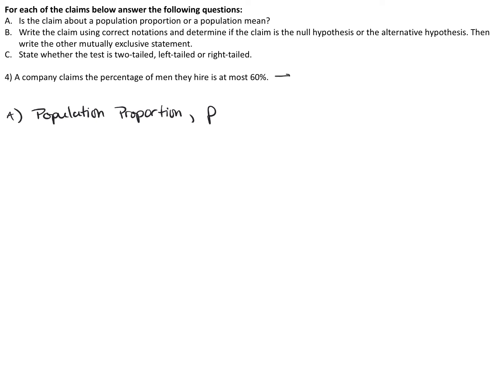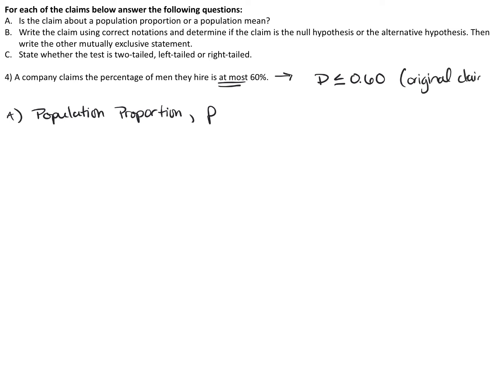So looking at the original claim, I'm going to rewrite it using symbols. A company claims that the percentage they hire is, okay, so those words, at most 60%, you kind of have to pause for a second here and think about what that means. At most means that they hire at most 60%, okay, or less. So P is equal to or less than 60%, or 0.60. And this is the original claim.